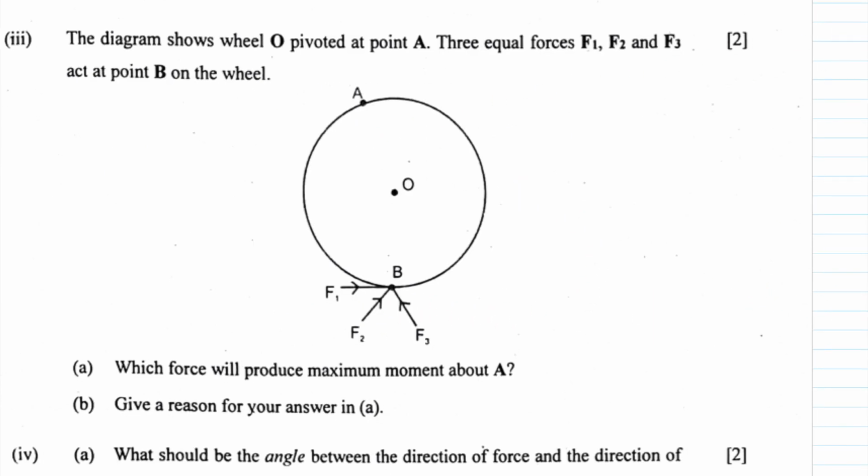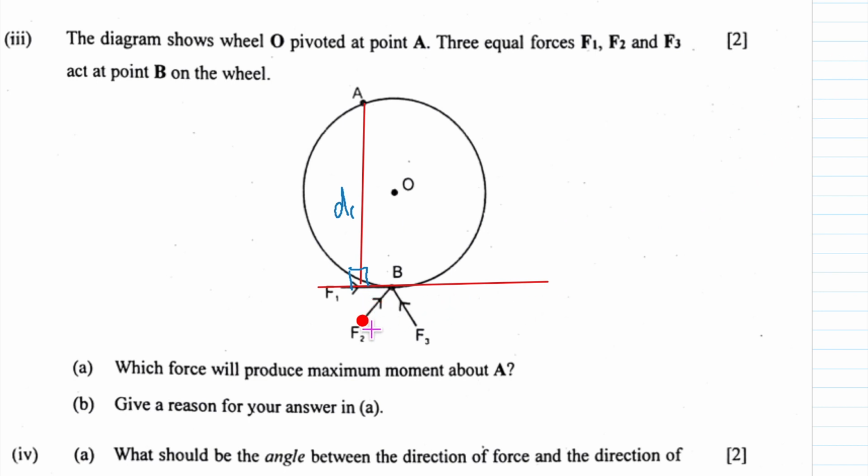Now let us come to the third one. For the third one, the diagram shows the wheel O pivoted at point A. Three forces F1, F2, F3 act at the point B on the wheel. So for this force F1, you look at the line of action of force and its perpendicular distance from the pivot. It is pivoted at point A, so the perpendicular distance of F1 will be this much. So this is going to be the perpendicular distance for F1. So this will be your D1.